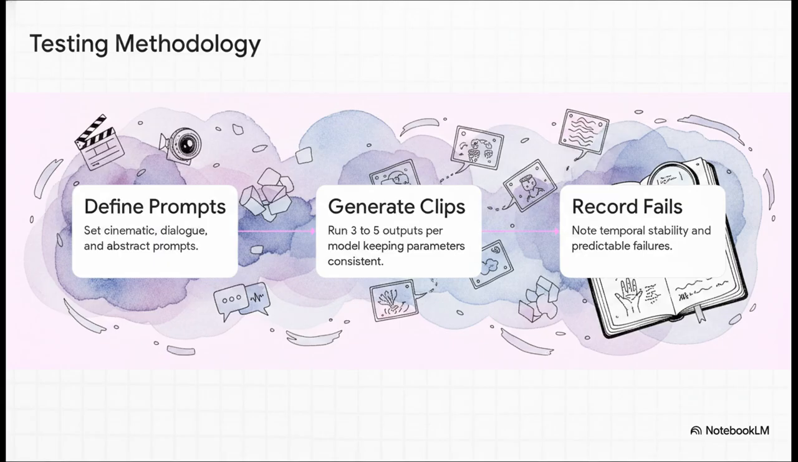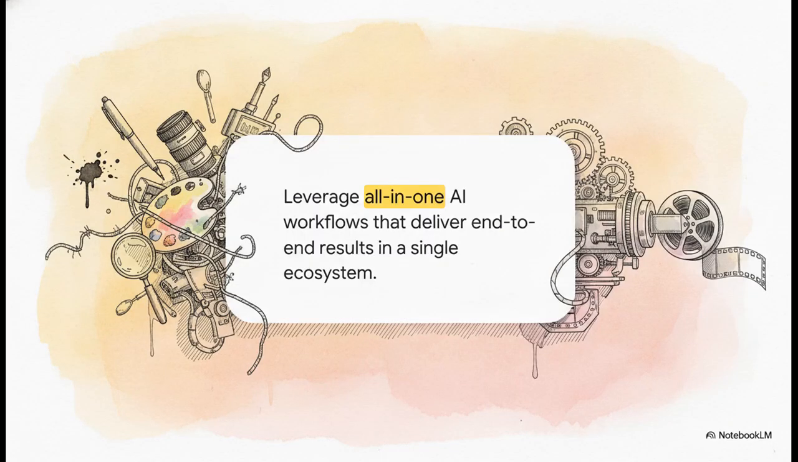Do the hands morph into weird claws? Does the background warp strangely? This kind of empirical testing is exactly how you benchmark these tools against your specific needs. And a crucial tip here, avoid what we call the 2024 workflow. Remember 2 years ago? We'd patch together 5 different tools. We'd use one AI to write, another to make images, a third to animate, and a fourth to upscale. It was a complete nightmare.